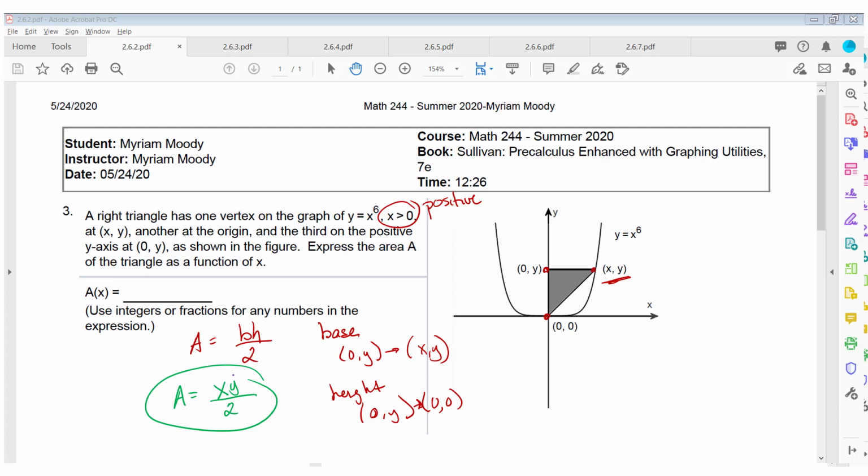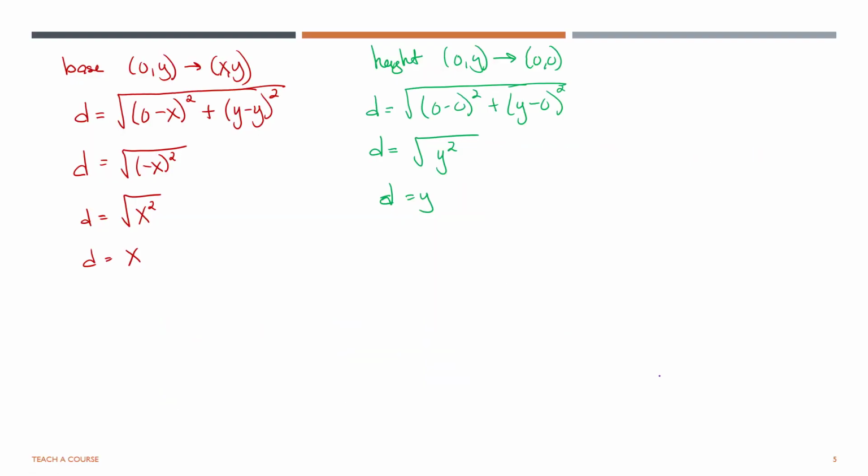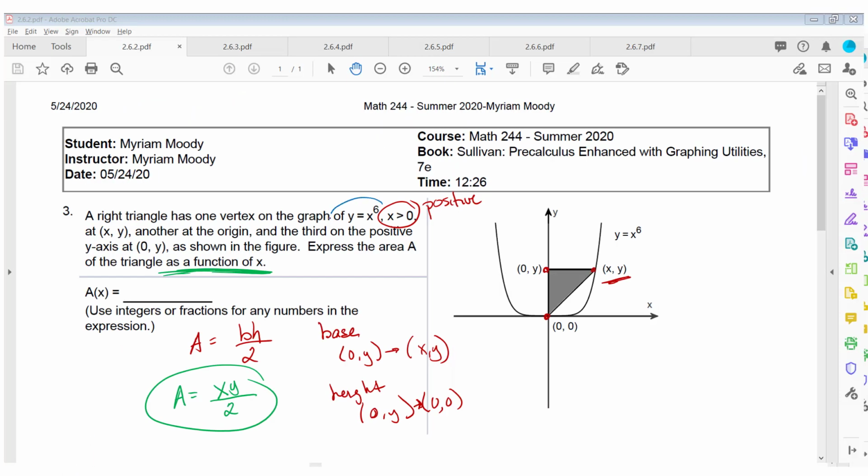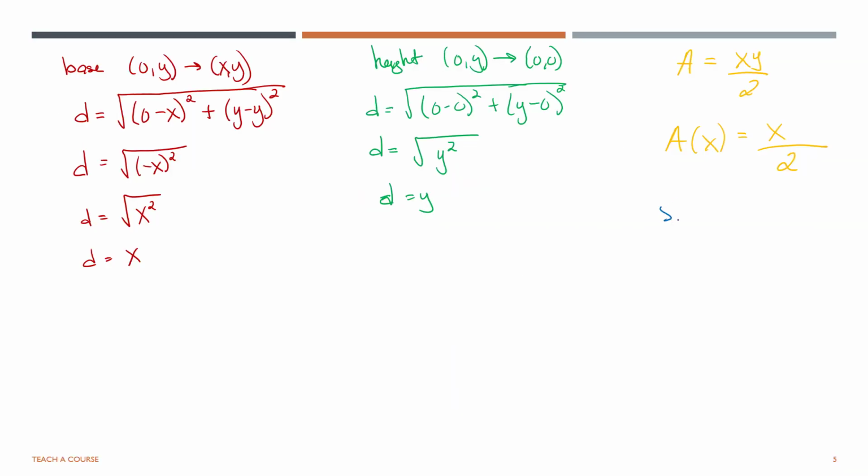Cool? Wonderful. But then they say as a function of x, which means that y is not allowed, is it? Nope. So, not back to the drawing board, but this is my formula for the area of that triangle, and I need it as a function of x. So clearly the x and the 2 are just fine. The y is not okay. So, what do we know about y? Yeah, we know y equals x to the power of 6. So, since y equals x to the power of 6, up here I'm going to have x to the power of 6, which means my area as a function of x is going to be equal to x to the power of 7 over 2. Good?